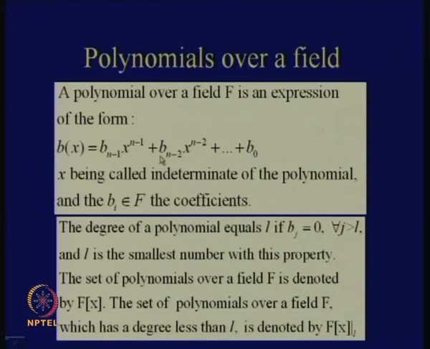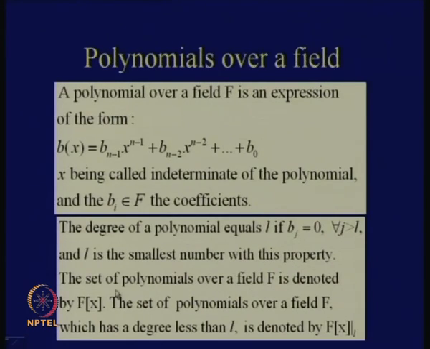The elements that GF(2) has are zeros and ones. Which means that when I am considering a GF(2^n) polynomial, the coefficients are either 0 or 1. Here x is often referred to as the indeterminate of the polynomial, and there is a term called degree, which we know for polynomials. We say that a polynomial has degree L if the coefficient b_j is equal to 0 for all j greater than L. Therefore L is the smallest number with this property.